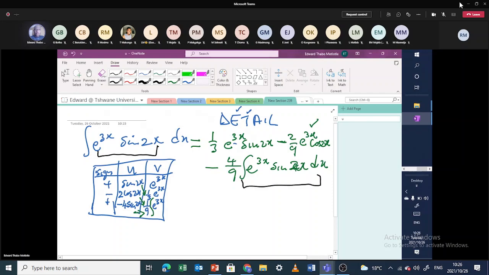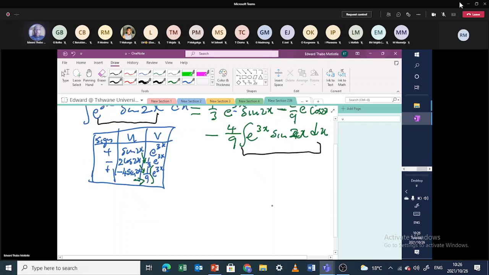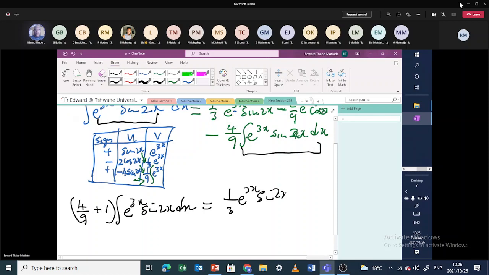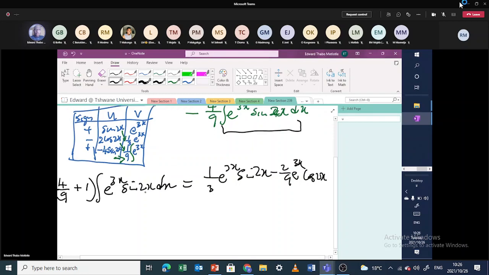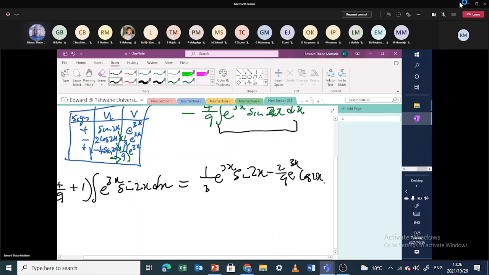Now we can clearly see that this term here is exactly the same as what we have here. So we can basically write this. If you don't want to use I, you can write it as 4 over 9 plus 1. Then you put the integral outside. The integral of e to the power 3x sine 2x dx is equal to 1 over 3 e to the power 3x sine 2x minus 2 over 9 e to the power 3x cos 2x. I'll just put plus c on the final answer, it's not going to be affected, but I usually put it on the final answer.